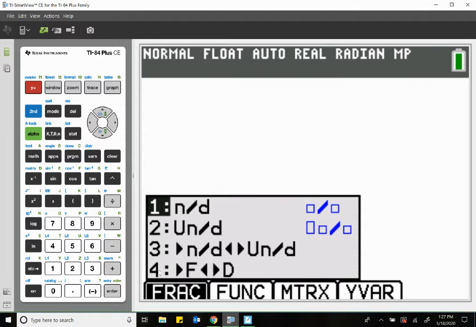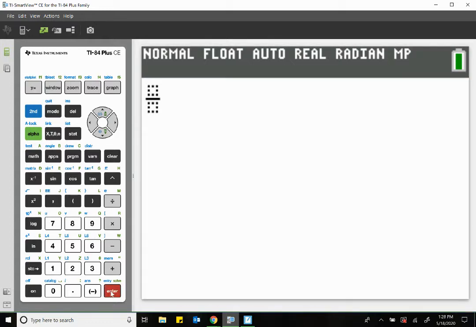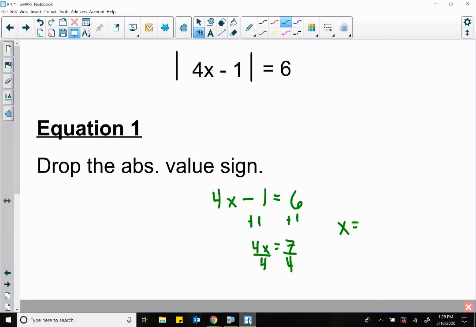And then down here, I want to talk to you about number 4. Number 4 lets you take things from fractions to decimals and decimals to fractions. Okay? So we're going to do number 1. Look at that. Oh, it looks just like the fraction that's on my page. Look at that. 7 over 4.